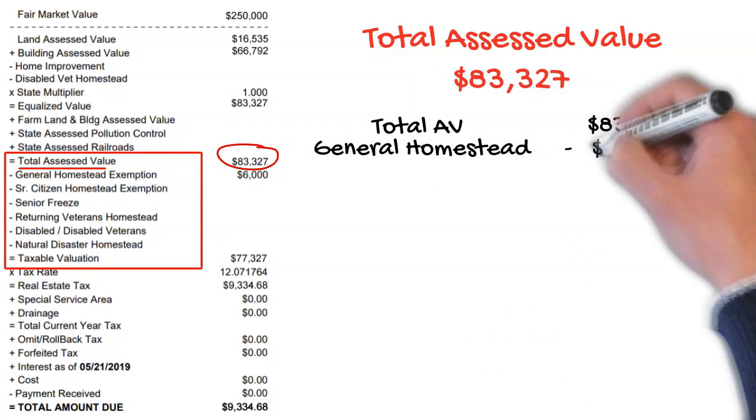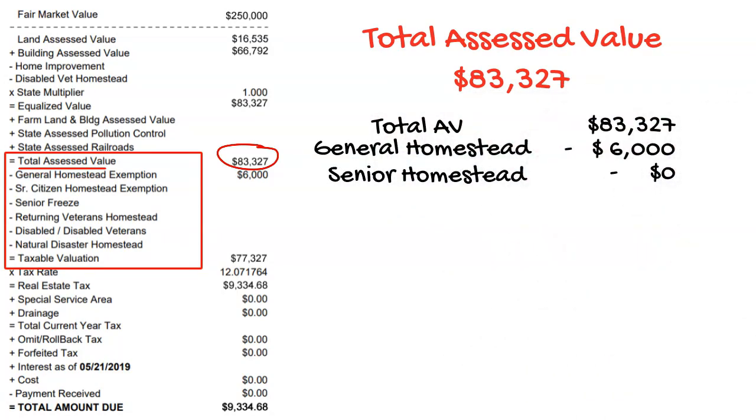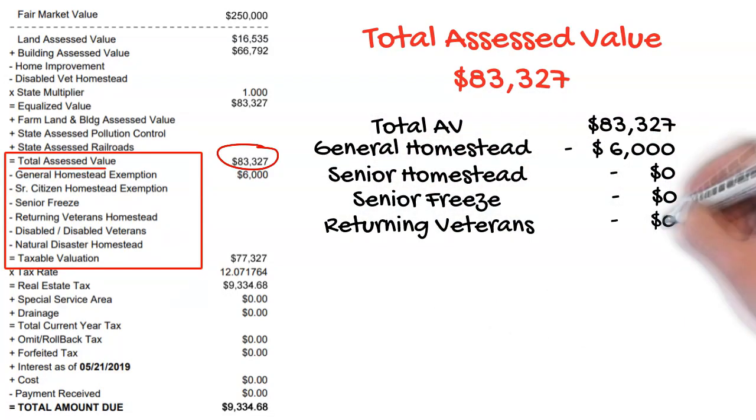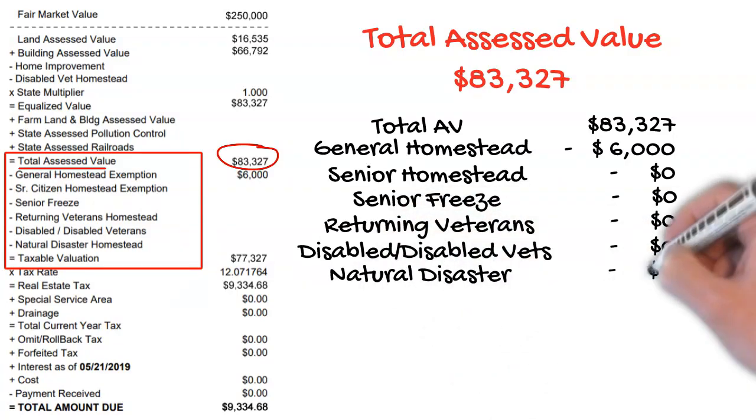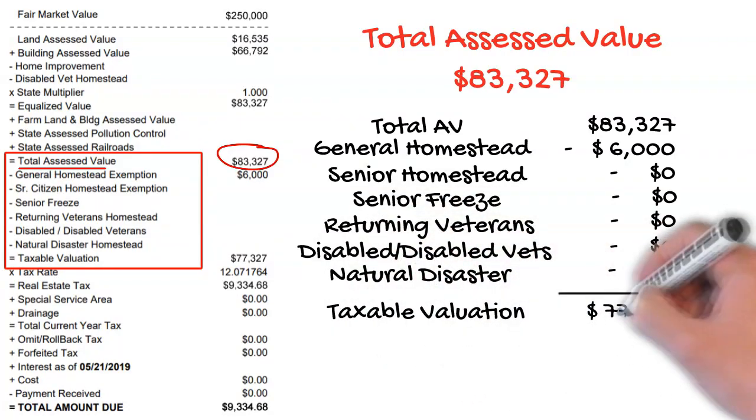The natural disaster exemption applies if your home had to be rebuilt as a result of a natural disaster. The exemption exempts the difference in value between the newly built structure and the old value. The exemption applies until the home is sold or transferred. Now, once we subtract all of our homestead exemptions from our total assessed value, we arrive at our taxable valuation.